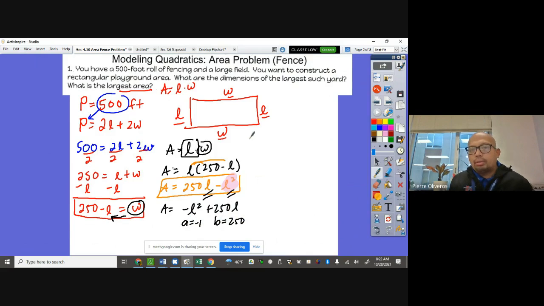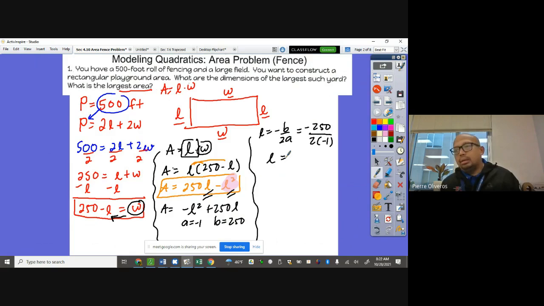How do you find the formula for the vertex, guys? I'm not going to write x here. I'm going to write L equals negative B over 2A, right? The B here is 250, so negative 250 over 2 times negative 1. Can you solve for the L here, please? We get 125 feet.